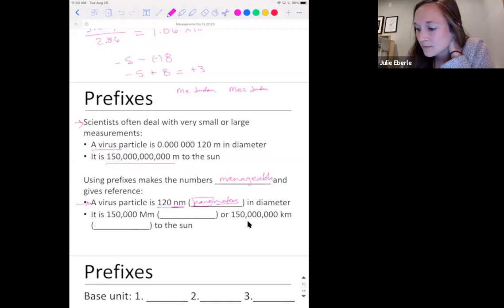So if it's 120 nanometers, it's 0.000000120 meters. A nanometer is way smaller than a meter, okay? But we can talk about it in a manageable number as long as we talk about it in nanometers.